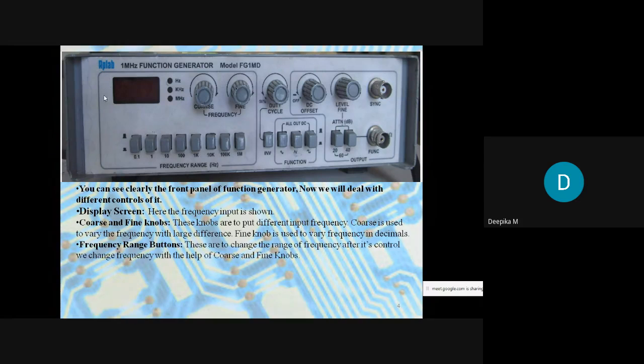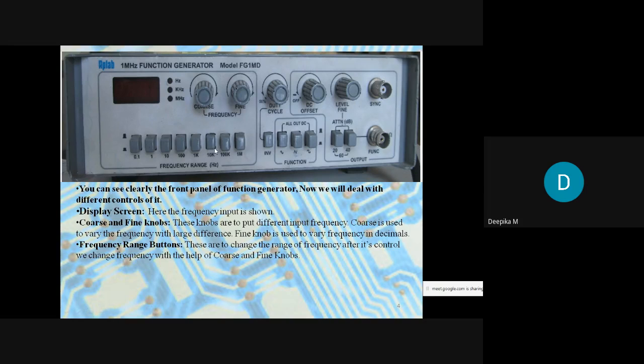And we have the frequency range button. You can see here this range varies from 0.1 Hz to 1 megahertz. So from a smaller value of frequency to a very big value of frequency, we can vary by using these control knobs. This is something like a push button. Here the 10K push button is pressed. That means I can vary the frequency from 1K to 10K. So you will have this type of adjustment.